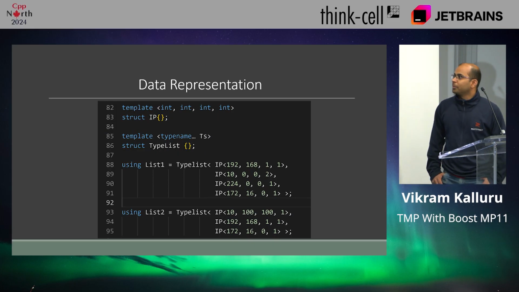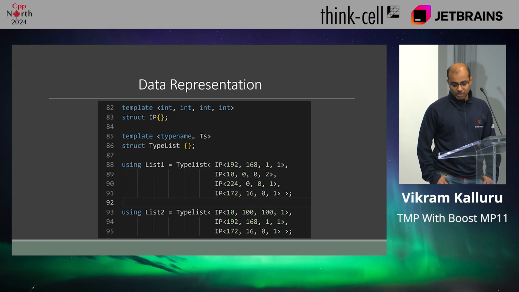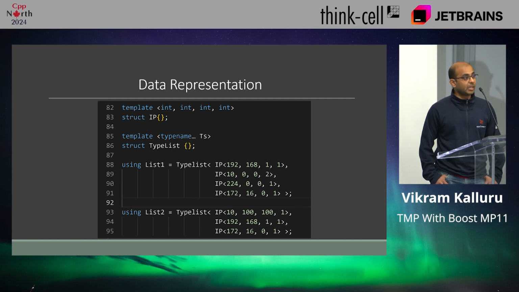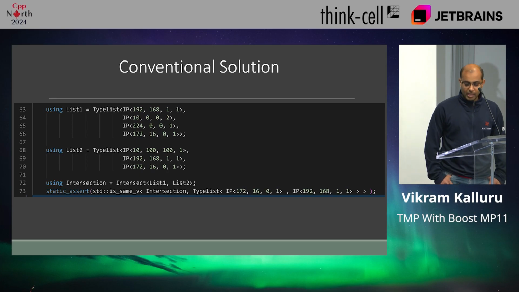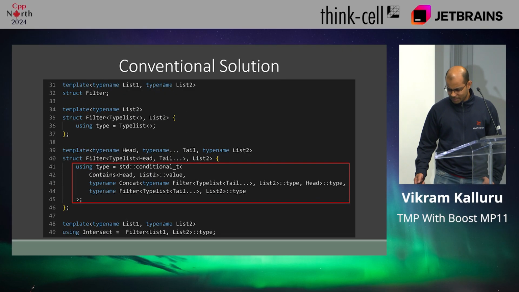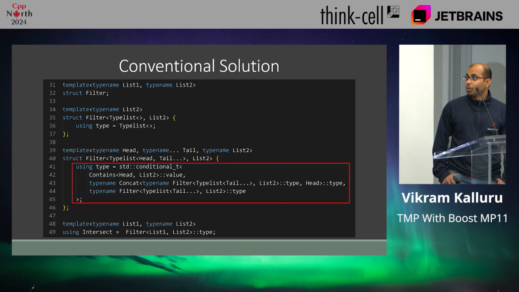So in order to represent data, I use a couple of type lists. The first one is IP templated on 4 integers, and then a variadic template of type list which can hold any number of IPs. And on line 72, we want to write that meta function called intersect, which takes list 1 and list 2 as its template arguments. So the solution here is that you see a meta function called filter.